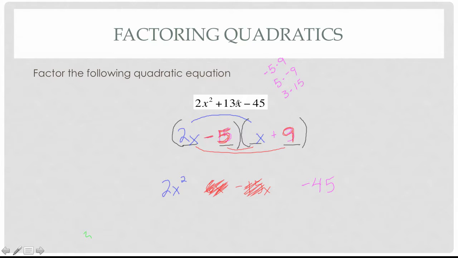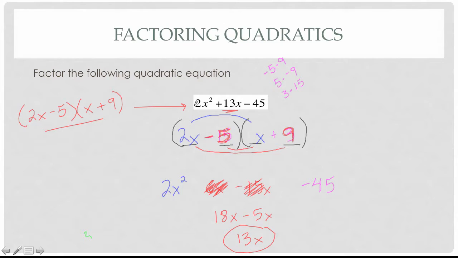What I'm checking is, am I getting this 13x in the middle? So 2x times 9 is 18x. And then negative 5 times x is minus 5x. And there we go. Those two combine to make 13x, positive 13x. So my factored form is 2x minus 5 times x plus 9. This is the same expression as that original trinomial there.